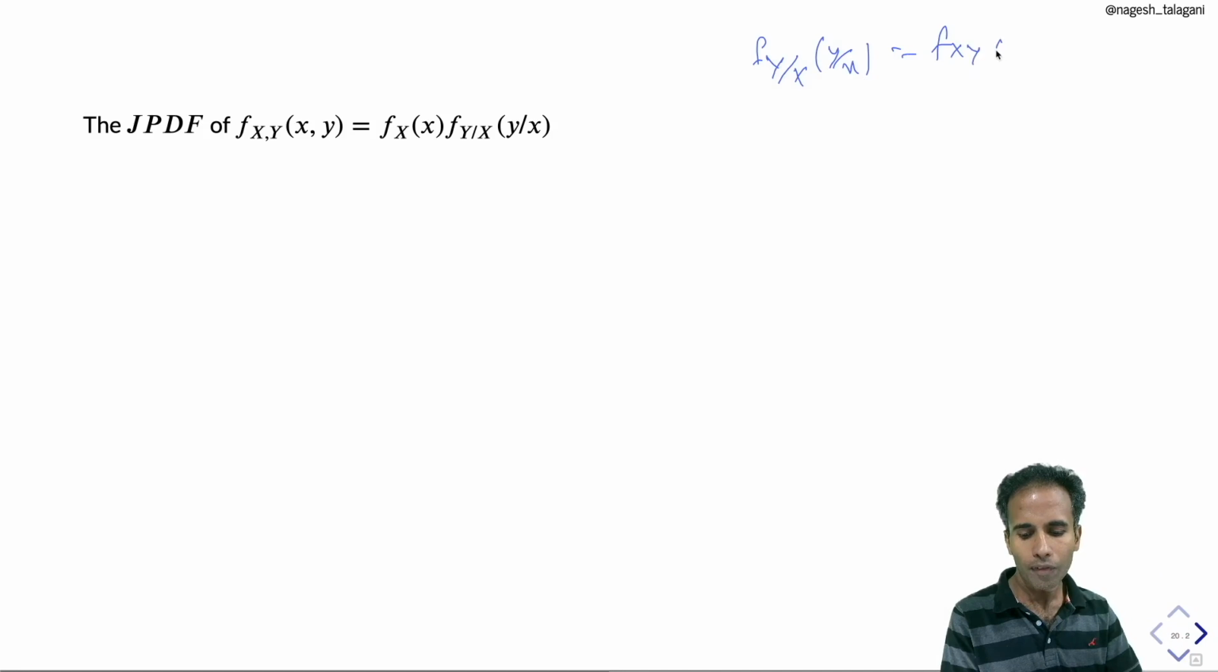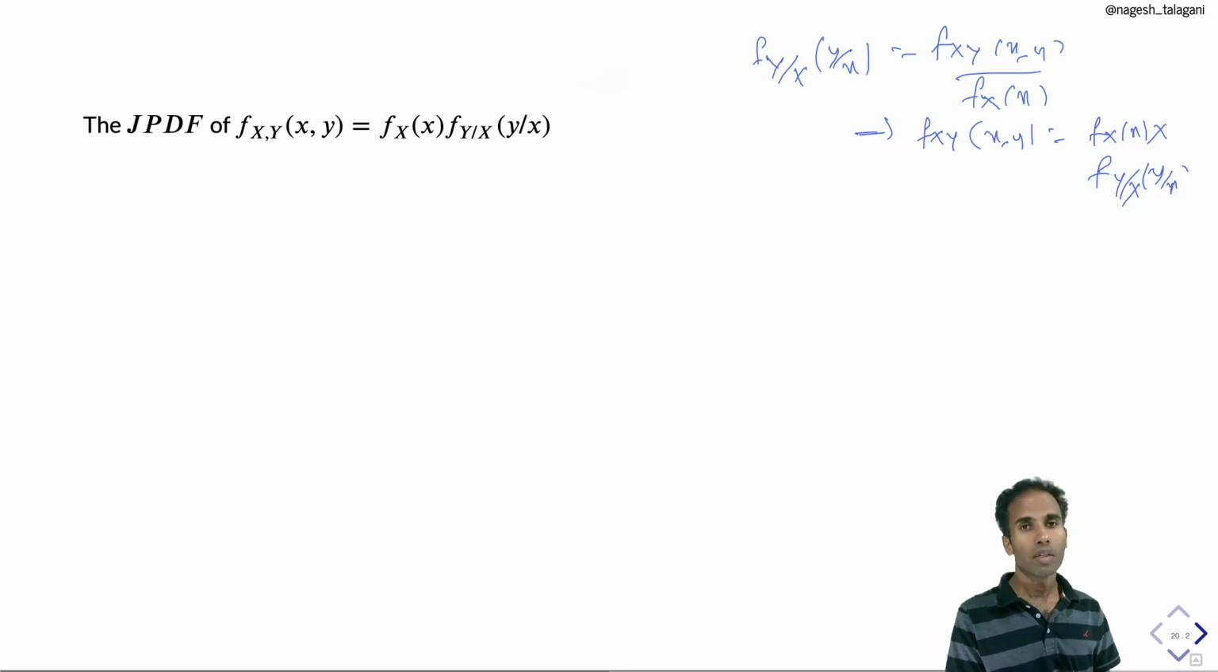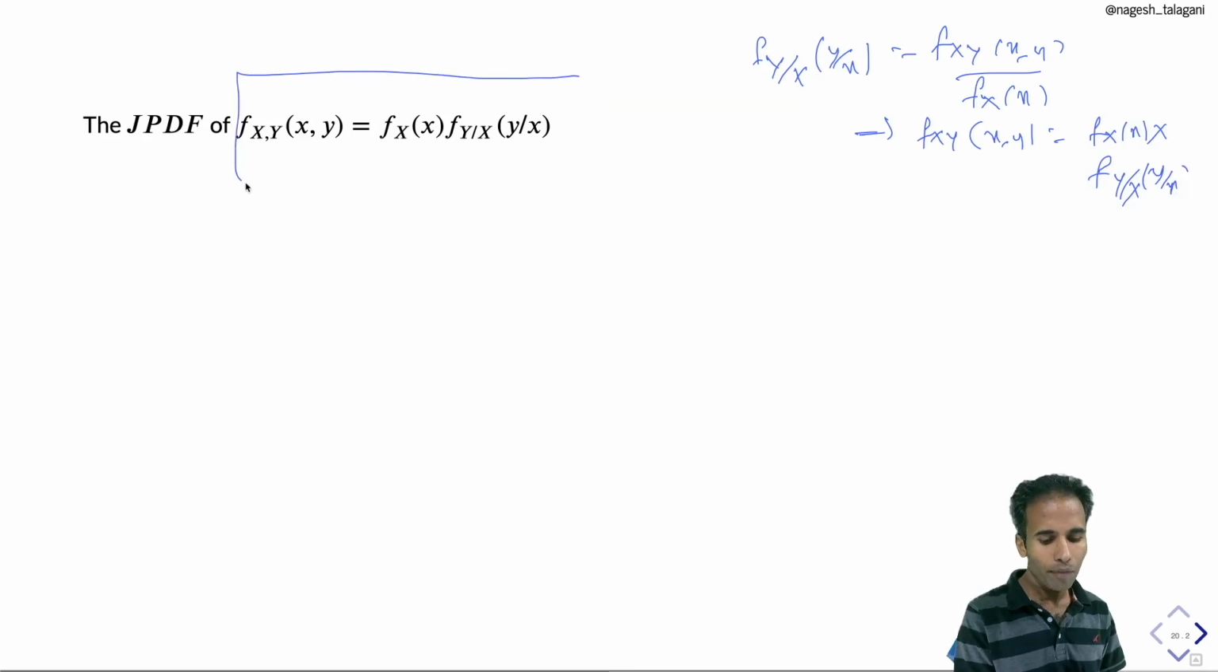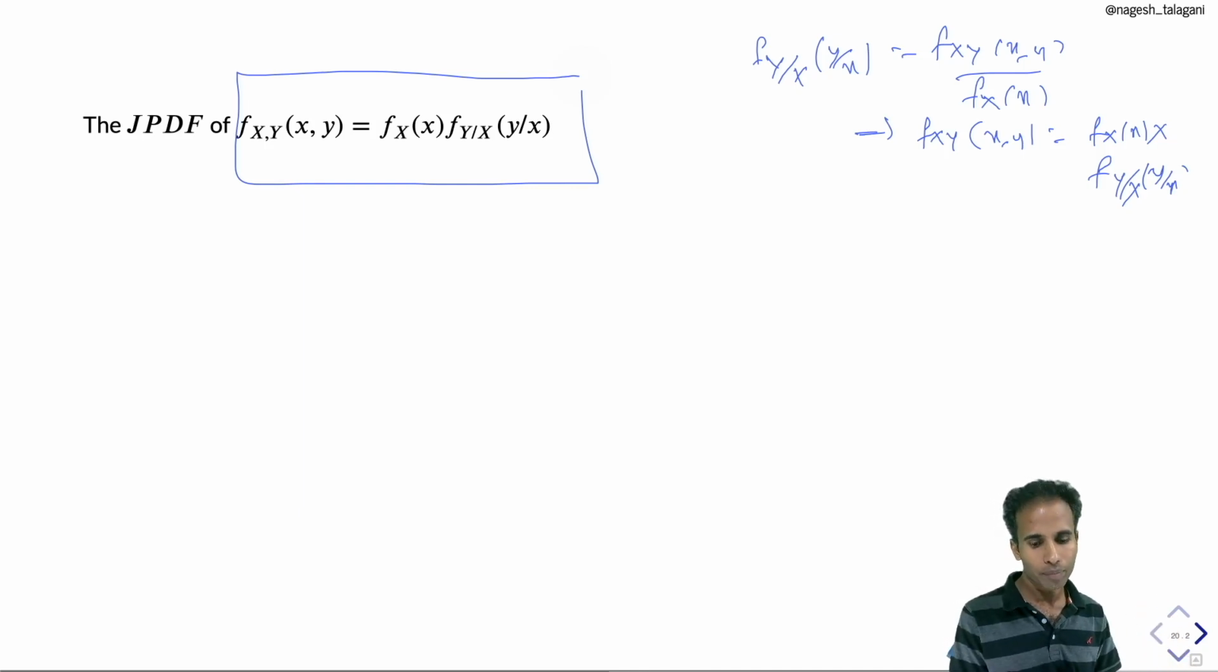Joint PDF by marginal PDF of x, right? So if I cross multiply, then I can write the joint PDF of x, y as the marginal PDF times the conditional PDF of y given x. Okay, that's why the joint PDF of x, y we can write as the marginal PDF of x times the conditional PDF of y given x.